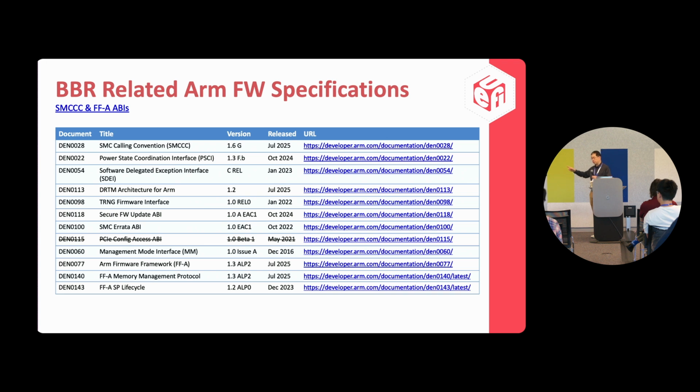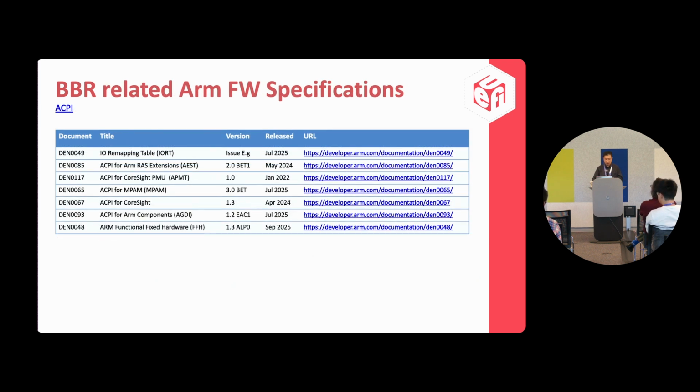The platform fault detection interface would be another one. I don't have the link, so that's why I didn't add it yet. It should come up next Monday. And this is the set of ACPI specs that Samuel already mentioned, so I'm not going to go through them. And these are all public specs as well.